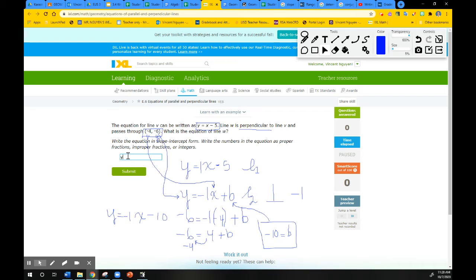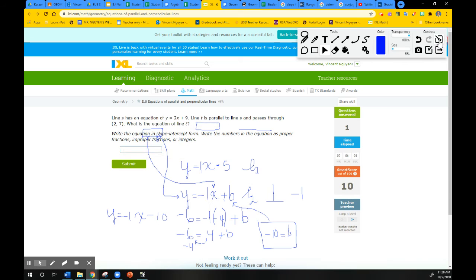So y equals negative 1x. You can put 1x if you want, okay? You don't have to. Minus 10, or you could also do plus negative 10. It doesn't matter, okay? Submit. Perfect. Okay, let's do another one.